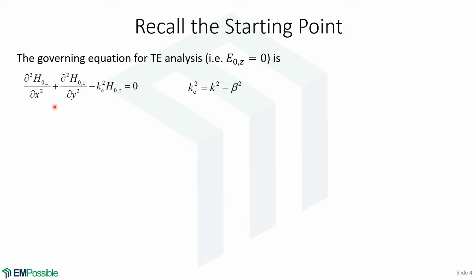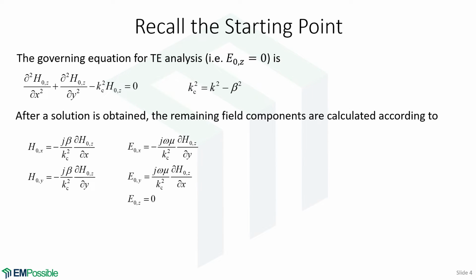We had a Laplacian here. I expanded that into Cartesian coordinates, so that's where the second order X and Y derivatives come from. And remind us this Kc is called the cutoff wave number, and it was K squared minus beta squared. This is very soon going to have meaning for us. And also to remind us, here are the equations for calculating the other field components once we have solved H naught Z. And we will make use of these.